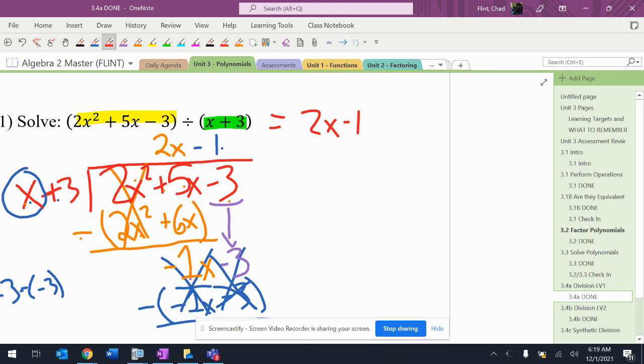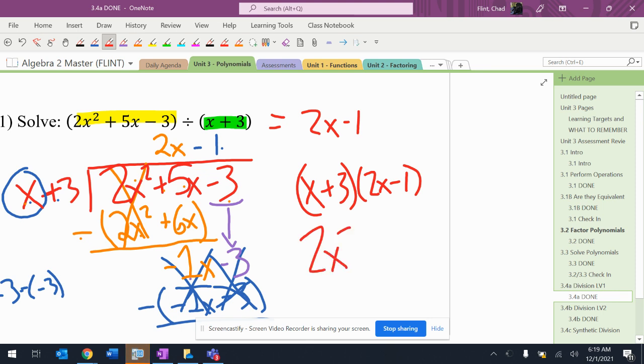A little side note here. That means that x plus 3 times 2x minus 1, when I do all the distributions, will be 2x squared plus 5x minus 3. All right, that's what that means. So I just factored this without going through the process of doing all the different steps.